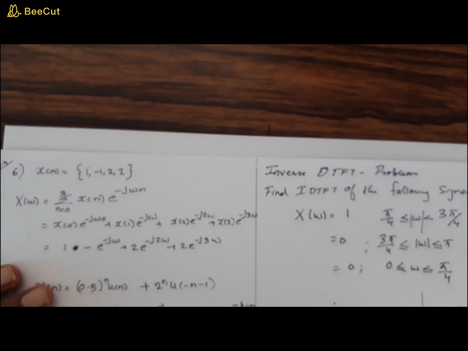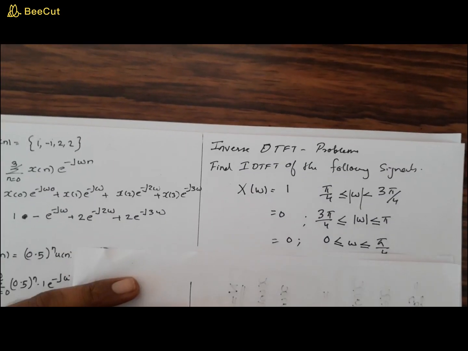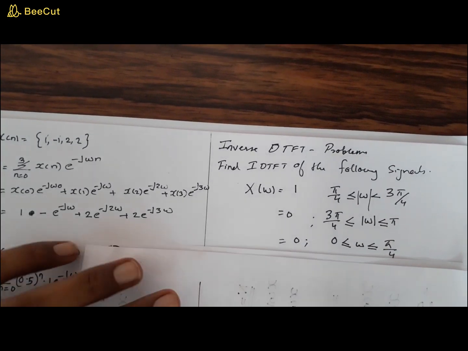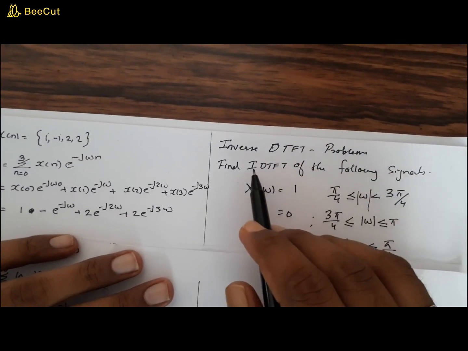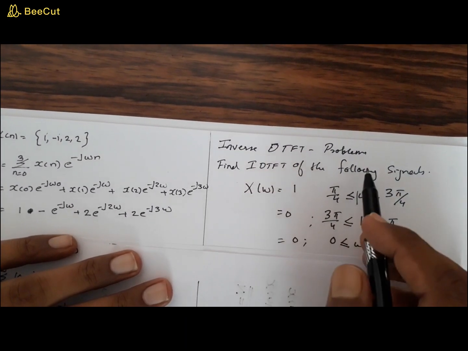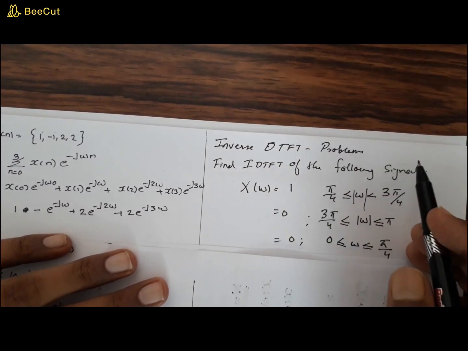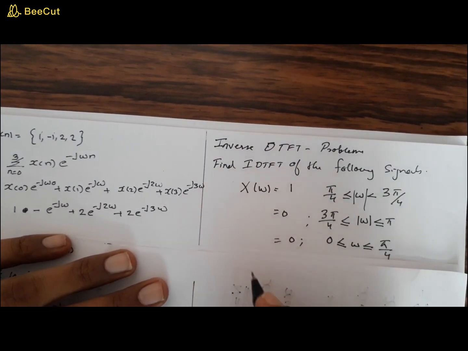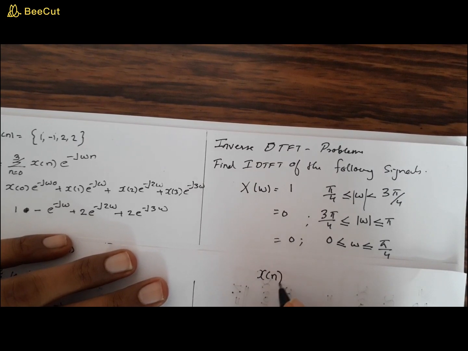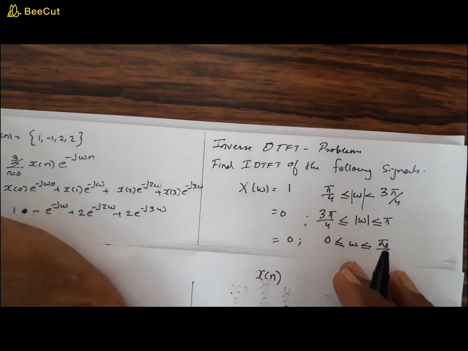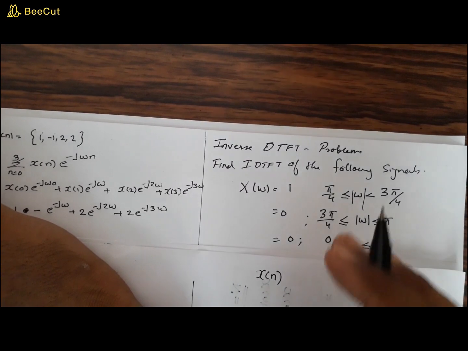Now the next one is to find the IDTFT. The question is to find the IDTFT, meaning inverse discrete time Fourier transform, of the following sequence. What is the meaning of that? You will be given X of omega, and you have to find its corresponding time domain sequence. So that is the inverse of this discrete time Fourier transform. Now how to find that?